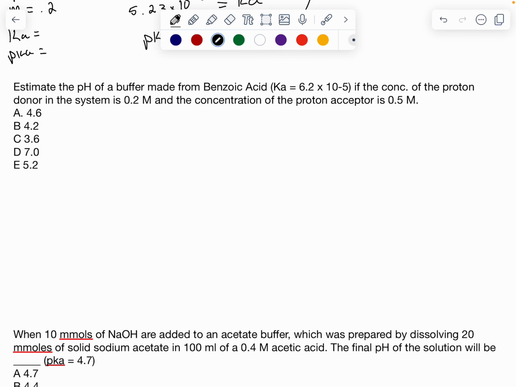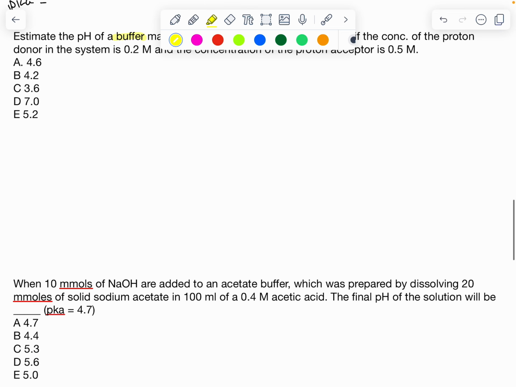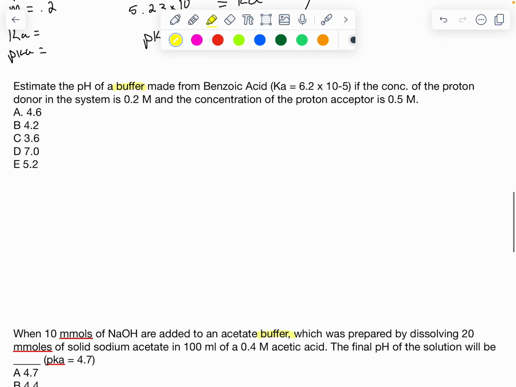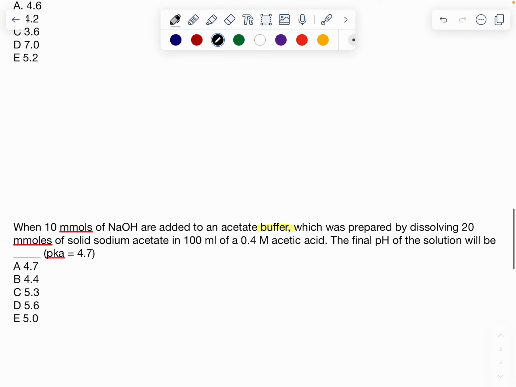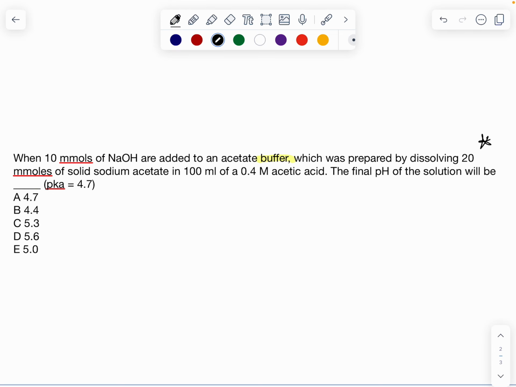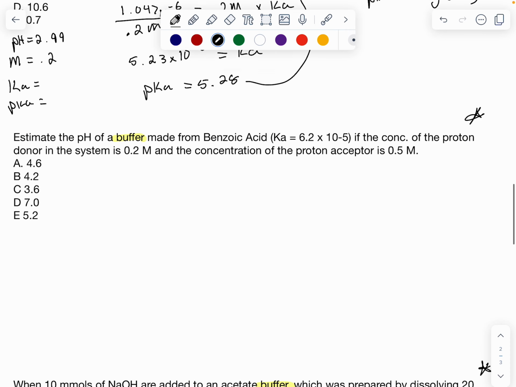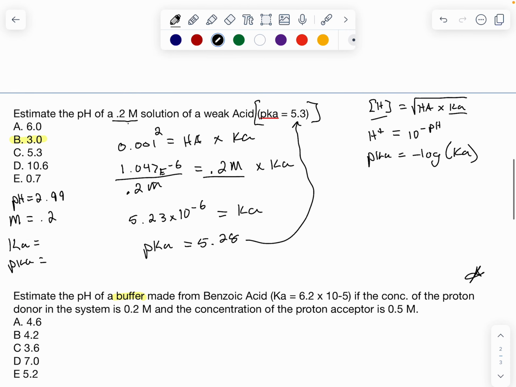So, got a little parched. What we're going to be doing now are buffer problems. And what you guys will commonly see is the term buffer will be in the problem. So we got a buffer problem down there, and we also have another buffer problem down here. This is a pretty easy buffer problem right here, and this is a little bit more complicated buffer problem right here. I just wanted to throw both on just so we'd be comfortable doing whatever we need to.